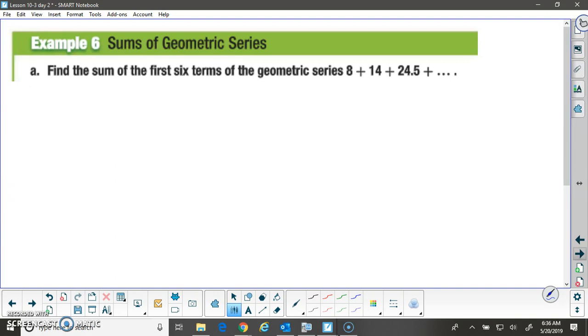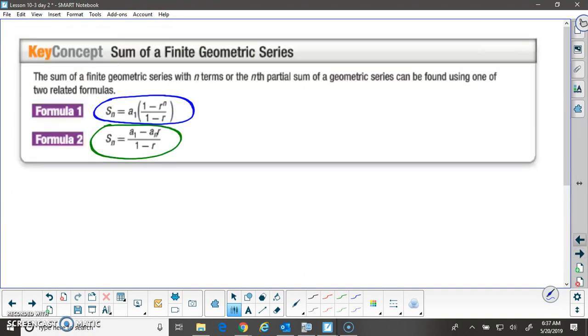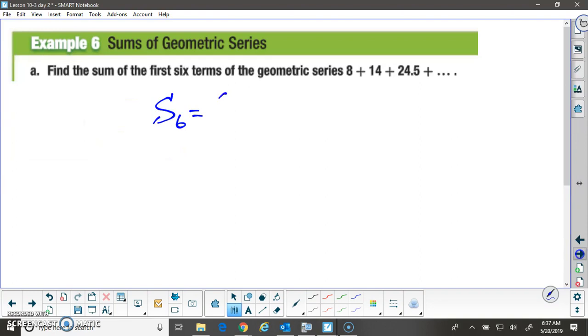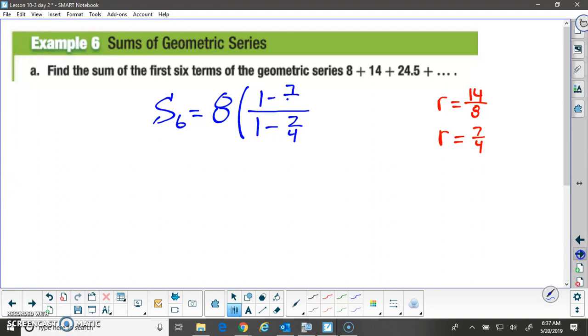So here's an example. It says find the sum of the first 6 terms of the geometric series. So coming up with that, we're going to be using this blue formula right here. So we got to have the first term, which you can see is 8. And then on the bottom, you can see it says 1 minus r. And our common ratio is found by taking the second term and dividing by the first. So our common ratio is 7/4. And the top is 1 minus r to the n, which in this case is 6.